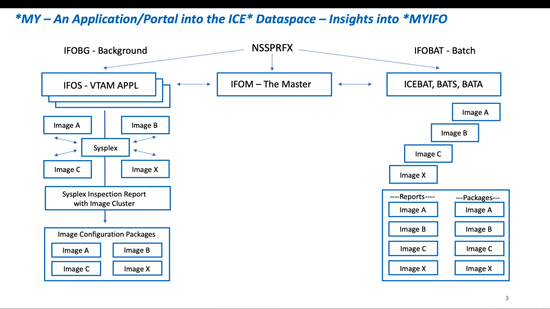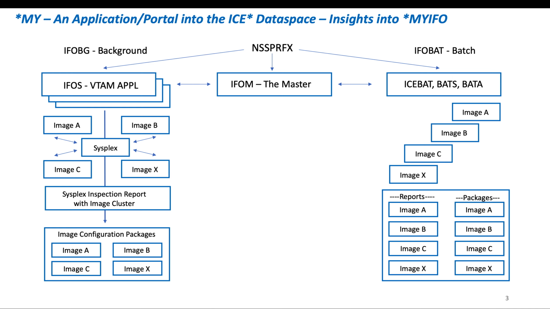Now, when we contrast that with IFO BAT, what we are essentially doing is running each one of these batch jobs independent of each other in order to create an inspection of image A and B and C and X and so forth. And what is now happening as part of that is that we get individual inspection reports for the individual images, and then we get individual packages for each of the configurations of each of those individual images.